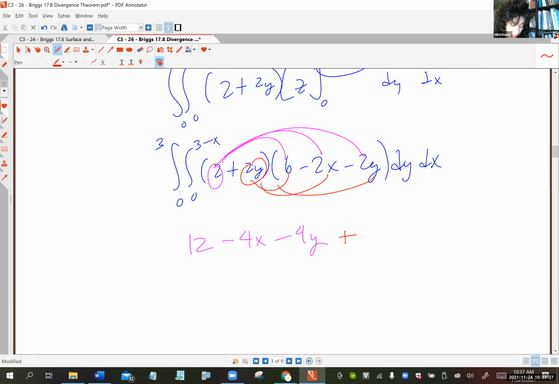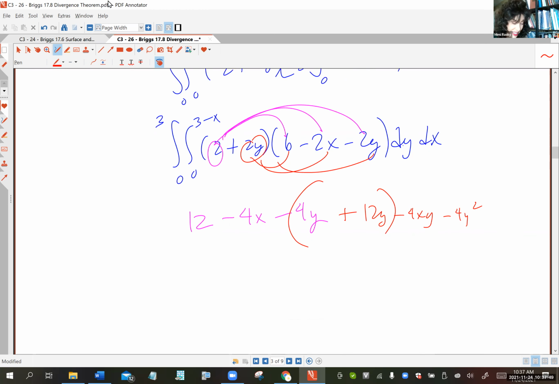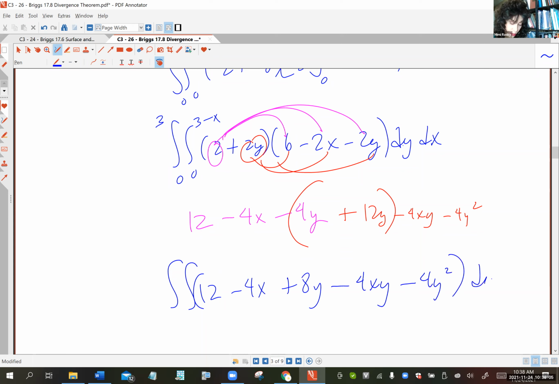We'll have plus 2y times 6 is 12y. 2y times negative 2x is minus 4xy. 2y times negative 2y is negative 4y squared. So this is a big mess. Are there any terms we could combine to make it look a little less terrible? Well, I guess we could combine these y terms here, and that's pretty much it. So we're going to have 12 minus 4x plus 8y minus 4xy minus 4y squared dy dx.